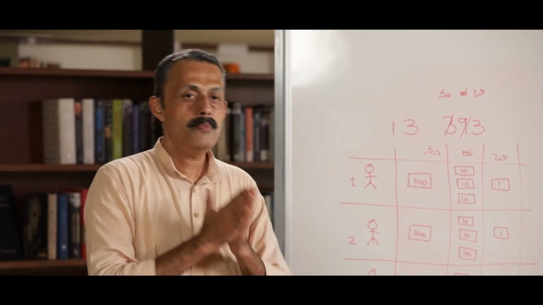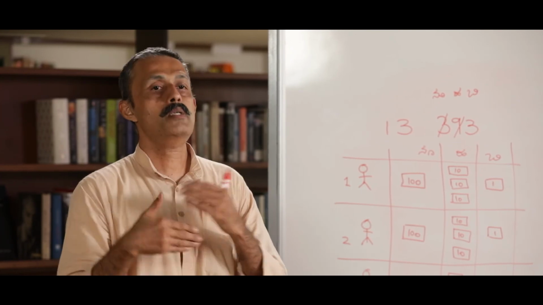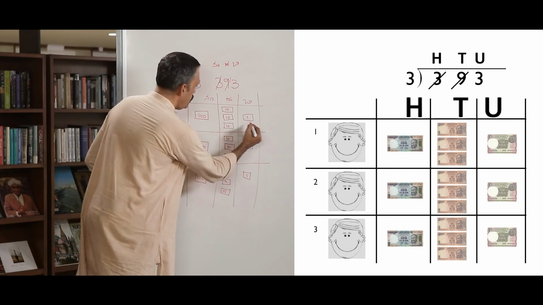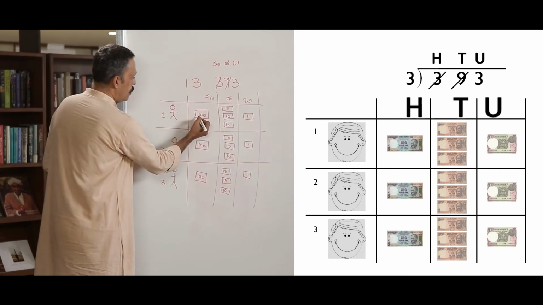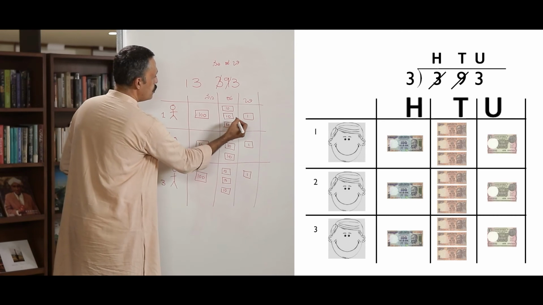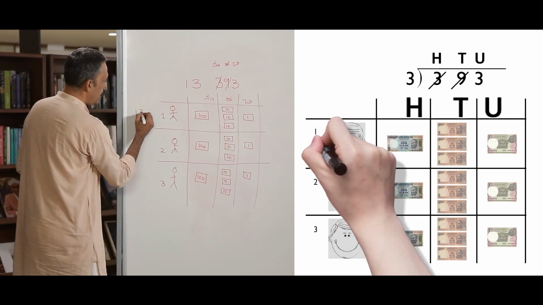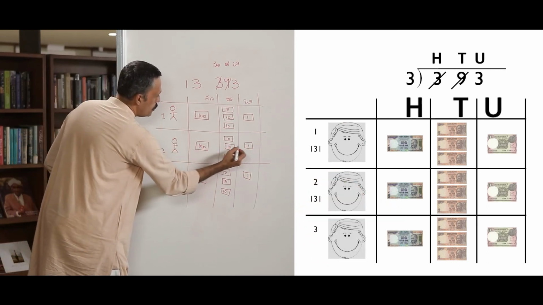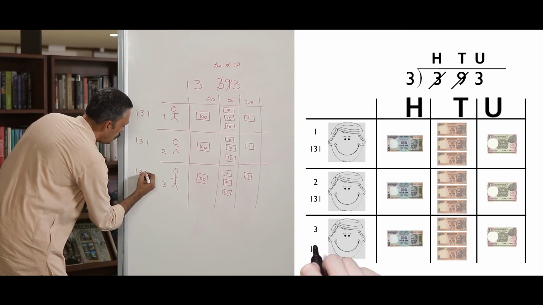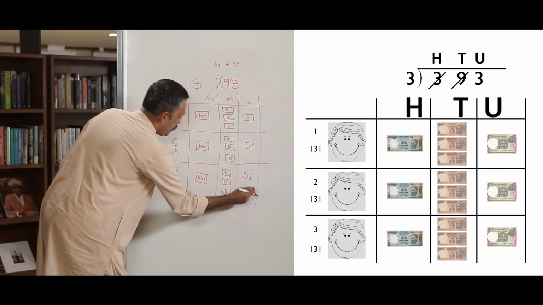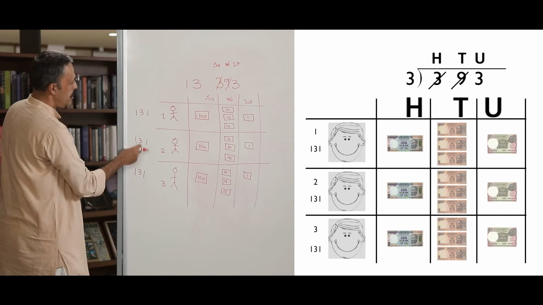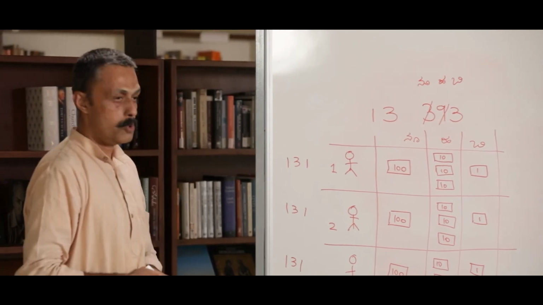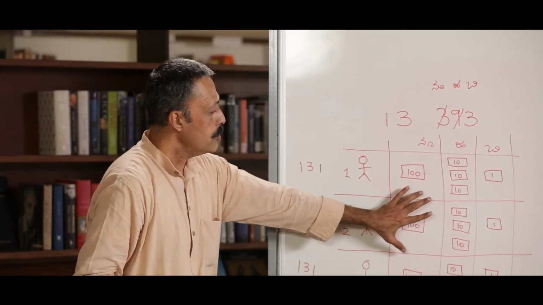We do division from concrete to abstract. We do it through conversation. So, how much did each one get? One got 100, 30, and 1. So, 131. Did each one get the same? 131? Same here. 131. So, everyone got 131. And if we add it all up, we get 393. This is the pictorial stage.